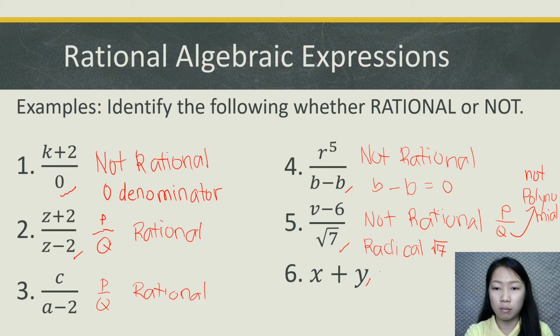Number 6, x plus y. This is an example of rational. Bakit? Kasi merong invisible over 1. And 1 is constant. So, this is an example of rational.